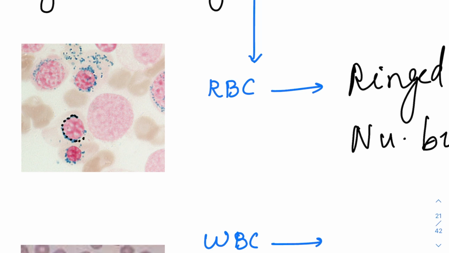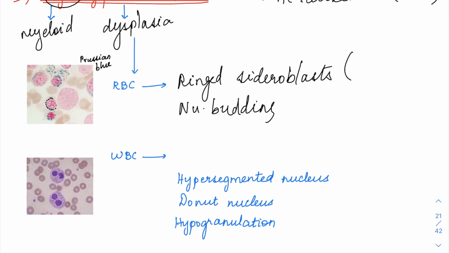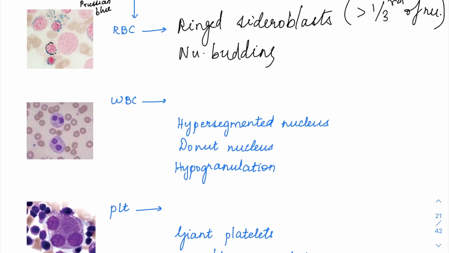Since it is an iron particle, you have to stain it with Pearl's Prussian blue reaction to highlight the iron. Only with Pearl's Prussian blue can you see a ringed sideroblast. These iron particles have to cover more than 1/3 of the nuclear periphery, the rim, so at least more than 1/3 of the circumference of the nucleus. And there should be multiple particles present.